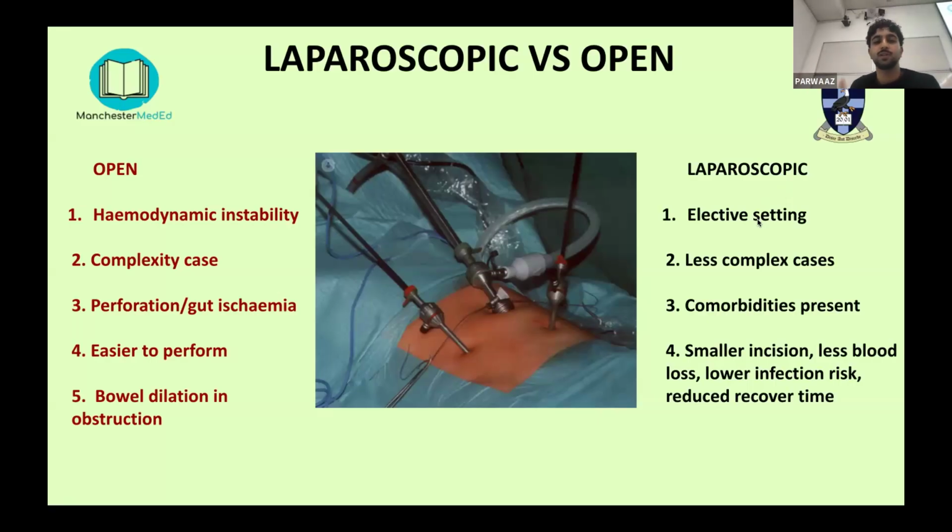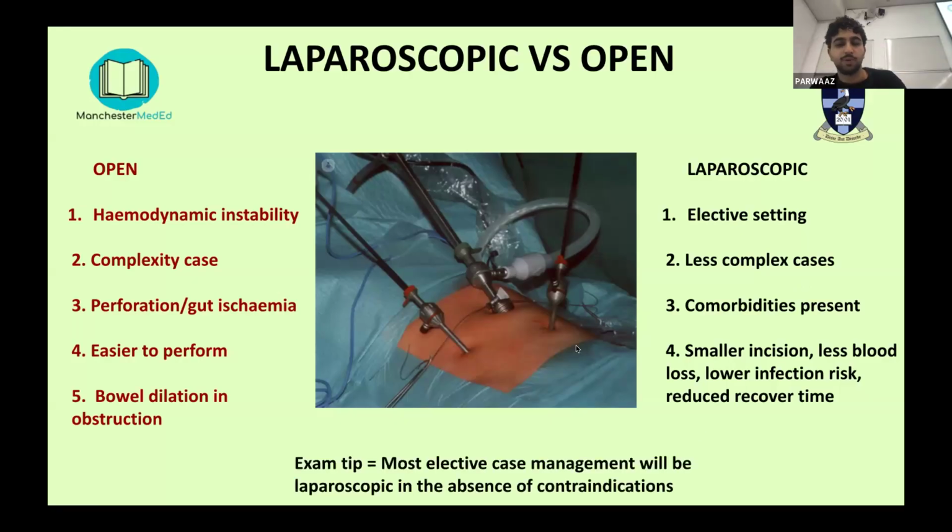So elective settings, laparoscopically usually, essentially just a smaller incision, less blood loss, lower infection risk, and they will almost always have less recovery time as well. If there's comorbidities present, then usually operations get done laparoscopically as well. Less complex, again, very operator dependent, but as a rule of thumb, some of the most complex cases will be done open. Okay. So I just wanted to talk to you about that because I feel like on placement, people don't know what laparoscopic surgery is when they first come on and when it's actually done. So most elective case management will be laparoscopic in the sense of general surgery, at least.